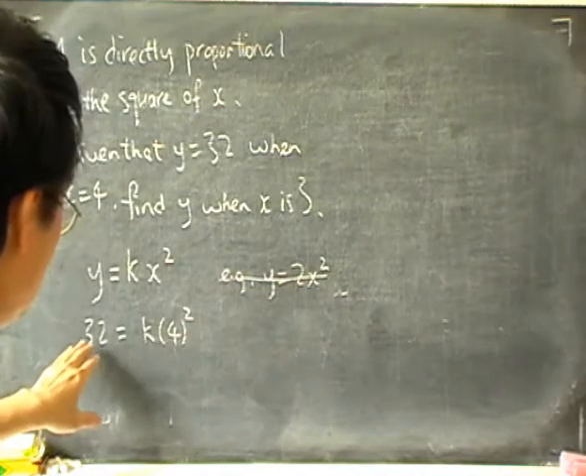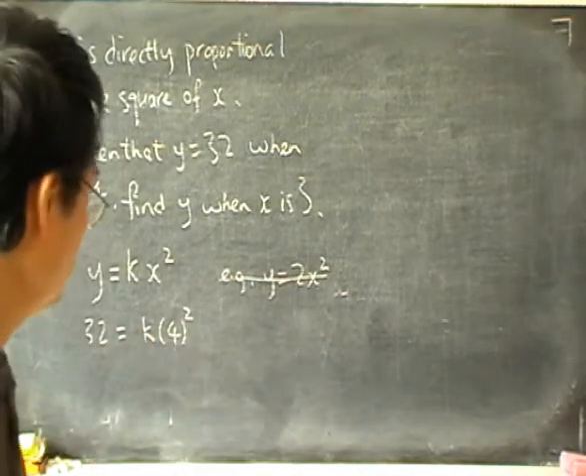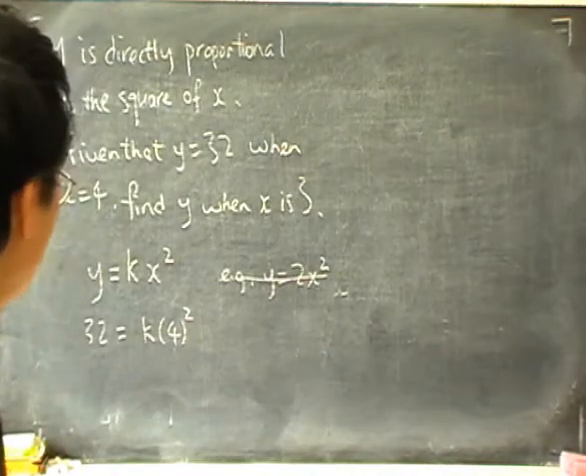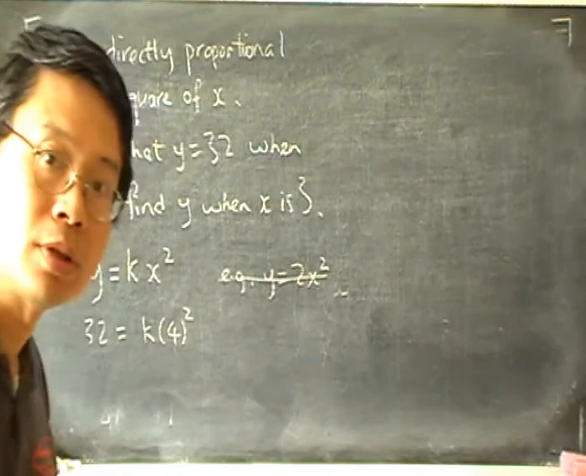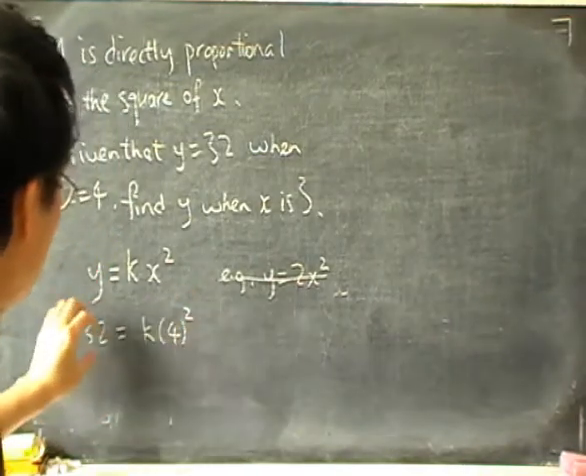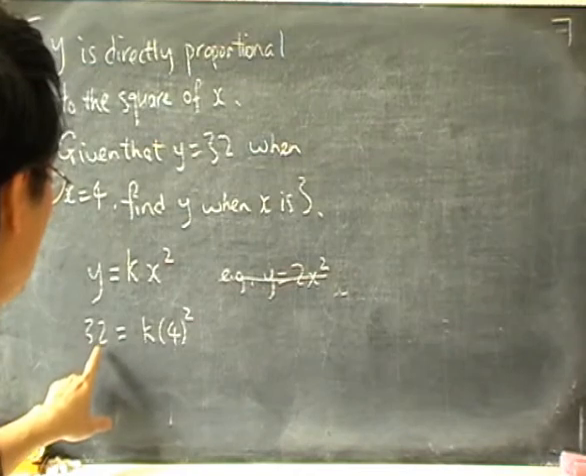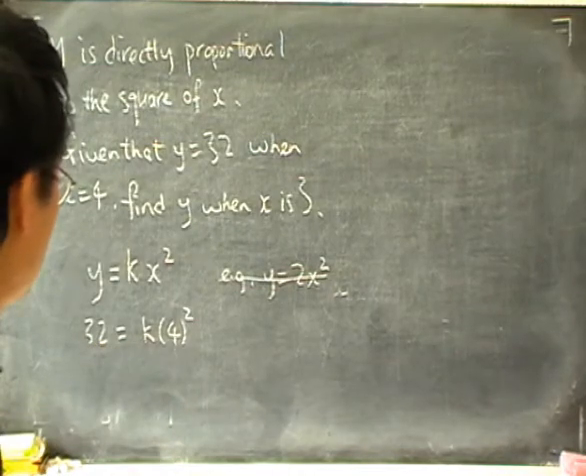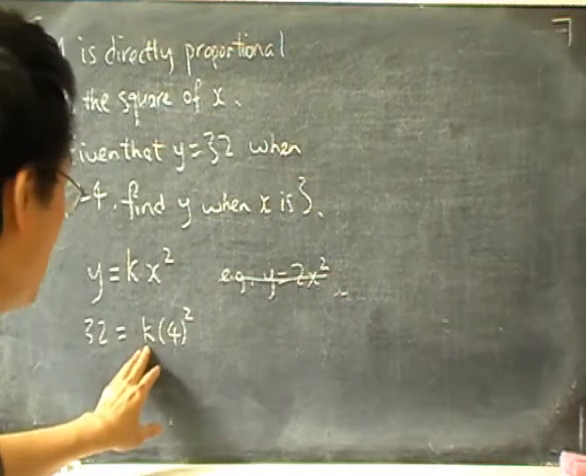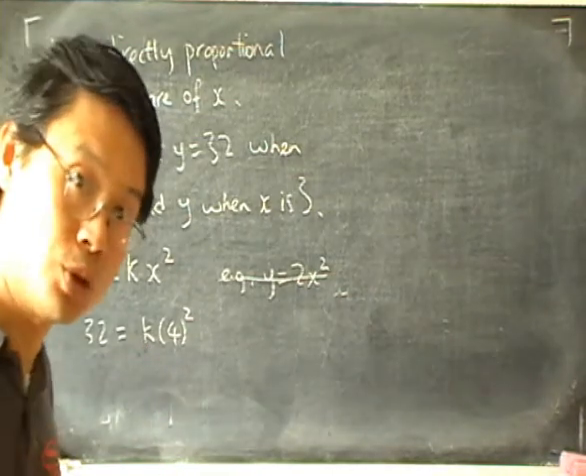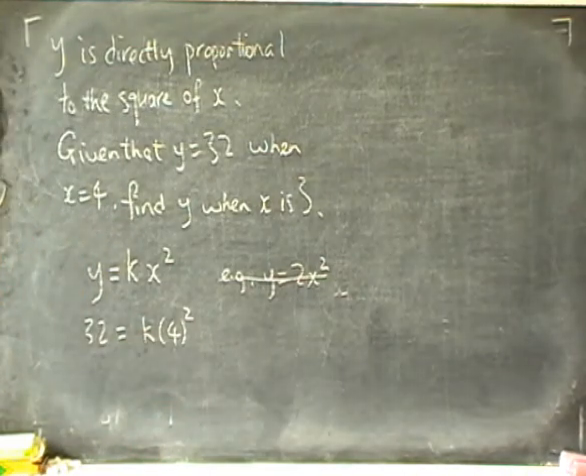We have 32 equals k times 4 squared. We have an equation with k as the unknown. This has been substituted with numbers for the x and y. So it means that I can now solve for k, which is what I need. k is the number that I need.